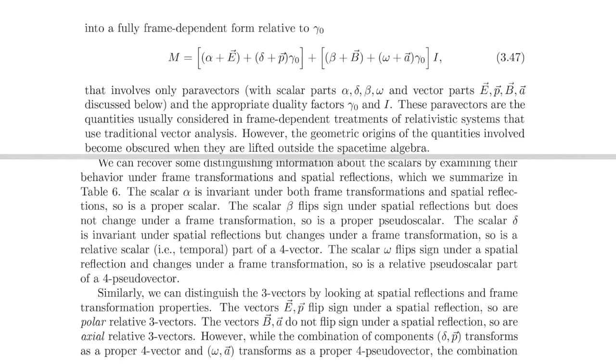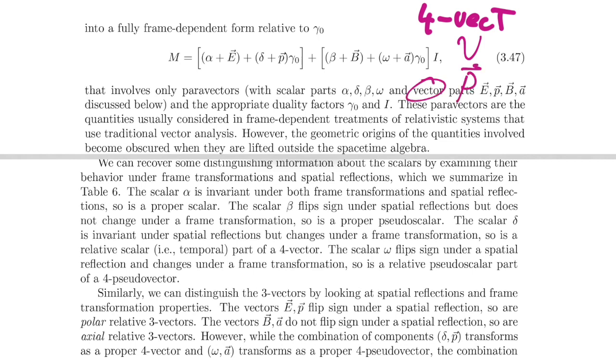Now we left off last time with this new form of expressing a multivector. It involves only paravectors with a bunch of scalar parts and a bunch of relative vector parts. They call them vector parts, but we have to be careful now. Vectors mean at least three different things. Vectors are the four-vectors of special relativity. Vectors are the proper vectors of the algebra, and now vectors are relative three-vectors.